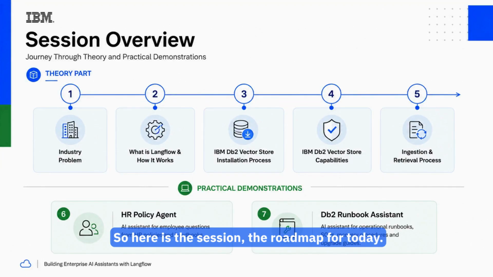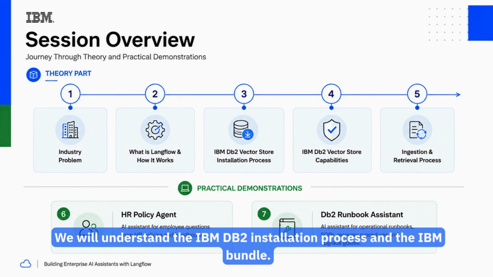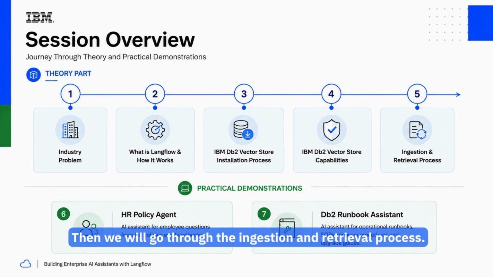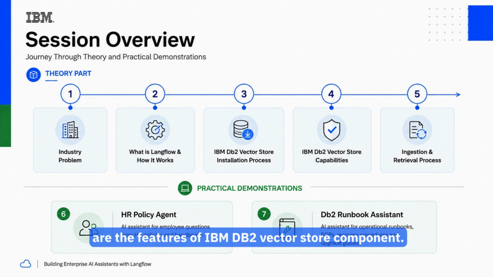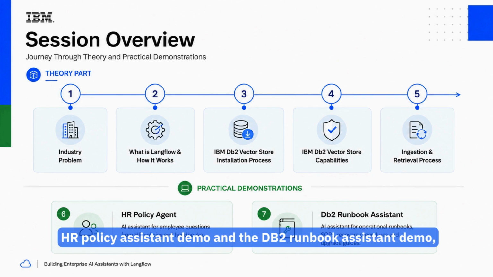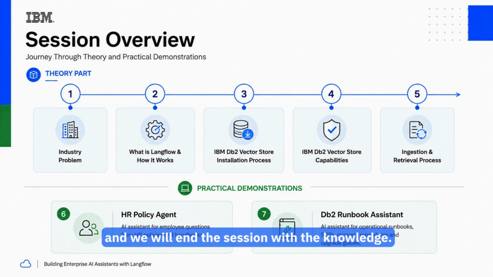So here is the roadmap for today. First of all, we will understand the business problem. Then we are going to understand how Langflow works. Then we will understand the AI workflow. We will understand the IBM Db2 installation process and the IBM bundle. Then we will go through the ingestion and retrieval process. We will understand the features of the IBM Db2 Vector Store component. Then we will look at some examples like the HR policy assistant demo and the Db2 Runbook assistant demo. And we will end the session with a knowledge.